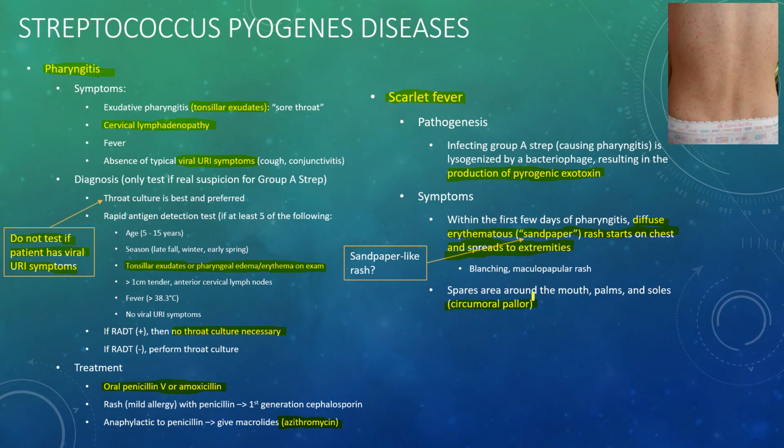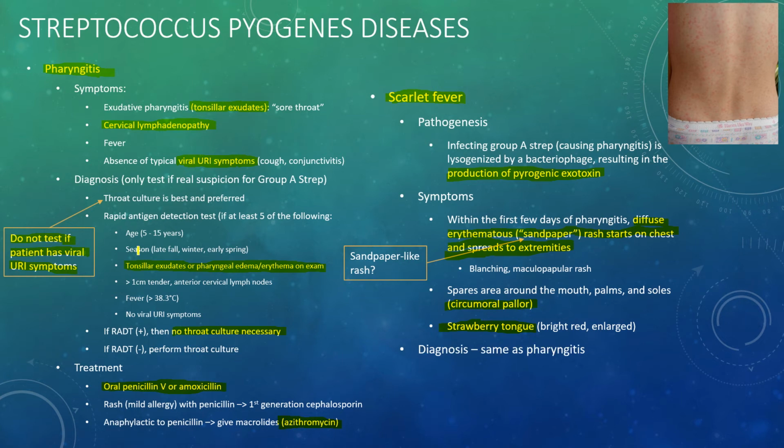Remember, this is opposite to staphylococcal scalded skin syndrome, which affects the mouth. So it spares the mouth, palms, and soles. You won't see any rash in those areas, only on the extremities and the trunk. You also get a strawberry tongue, and you'll see this also in Kawasaki's disease. So it's a bright red and large tongue.